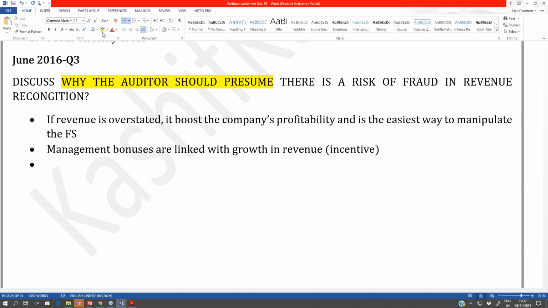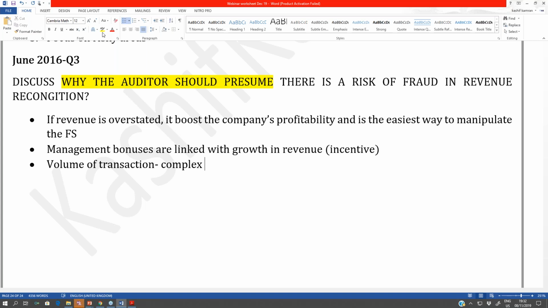Then thirdly, volume of transactions makes revenue very complex, and something which is complex, automatically the risk of fraud increases. Do you believe how much is the volume of transaction in revenue over a year? Imagine companies like Unilever, Procter and Gamble, Apple, Microsoft, IBM, Kraft, General Motors. Imagine the volume of transactions in sales.